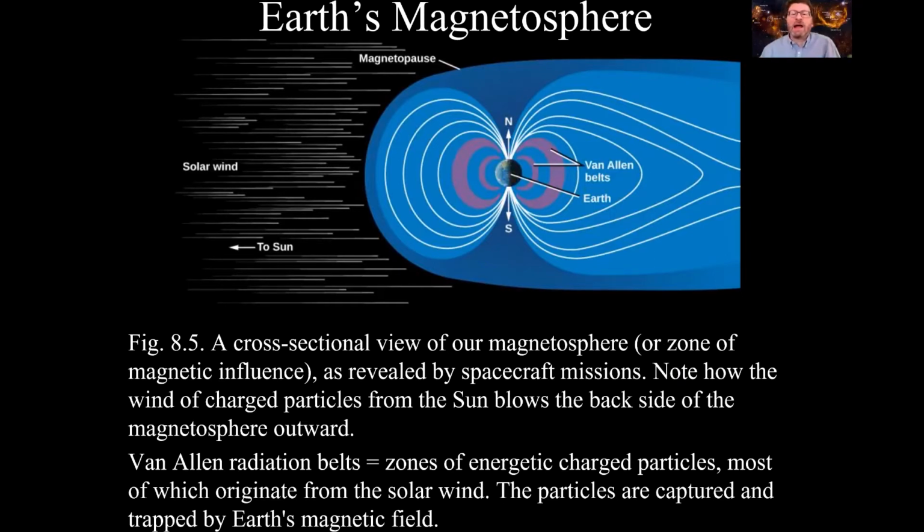The Van Allen belts are labeled here in this image. Those are zones of energetic charged particles that have been trapped in a circular trajectory around the Earth. And when you launch astronauts to space, like the Apollo astronauts when they went to the moon, they had to pass through the Van Allen belts on the way.